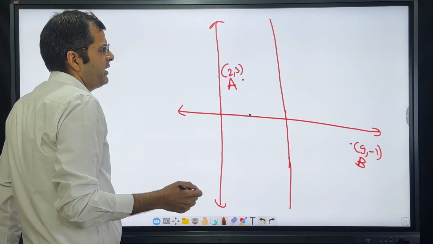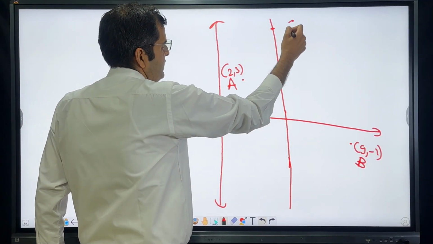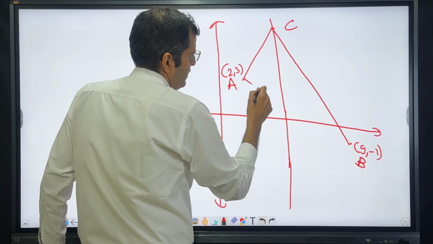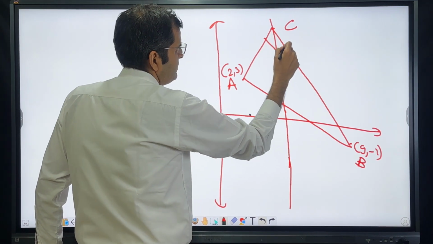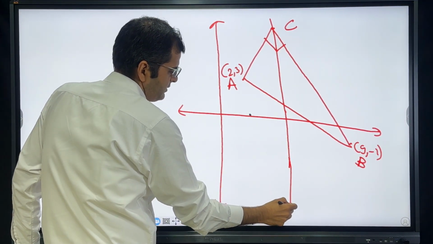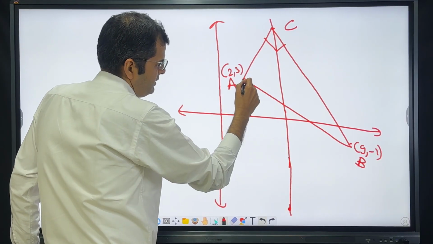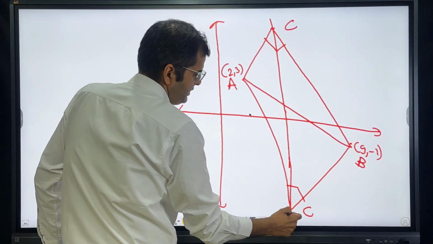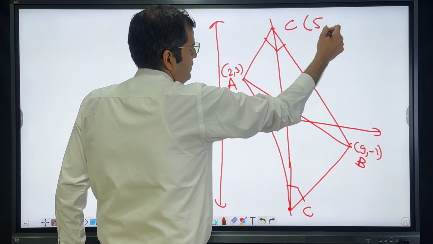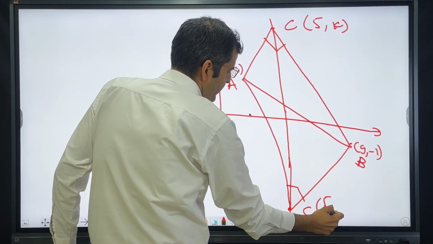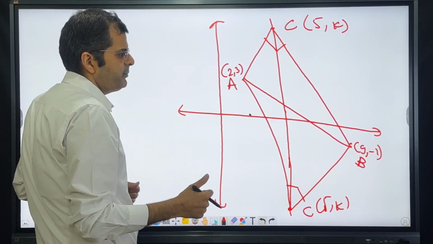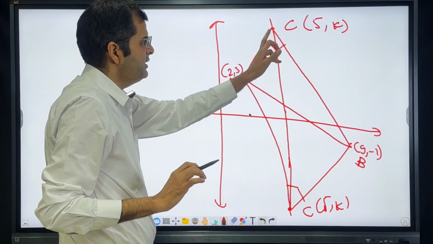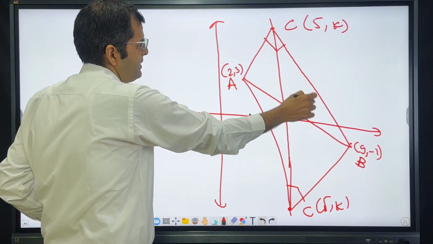So how many triangles can you get? First of all, I can get point C here such that ACB is right angle at C. Or I can get a C here such that again ACB is right angle at C. These are the first two possibilities, where I am getting a right angle at C. I can get two further possibilities of right angle at A and B. First, we will figure out these situations where I am getting right angle at C.